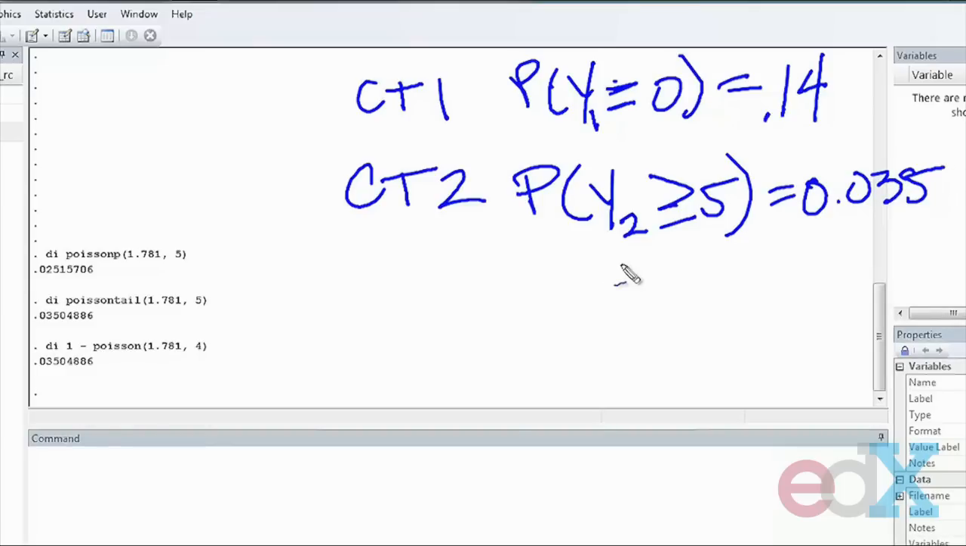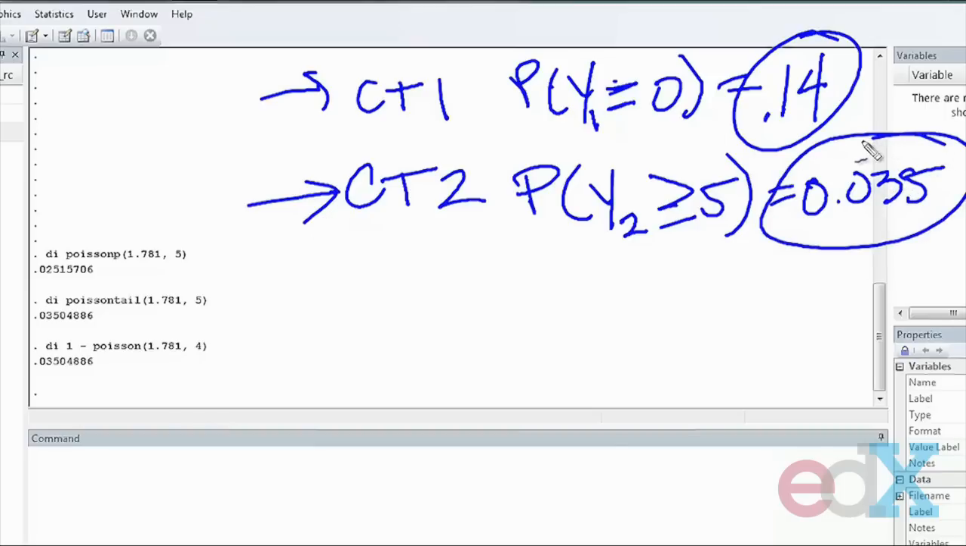So in Census Tract 1, observing 0 breast cancer cases is not that rare of an event. We would expect to see it about 14% of the time. In Census Tract 2, we would expect to observe greater than or equal to 5 breast cancer cases only about 3.5% of the time. So what's the takeaway message here?